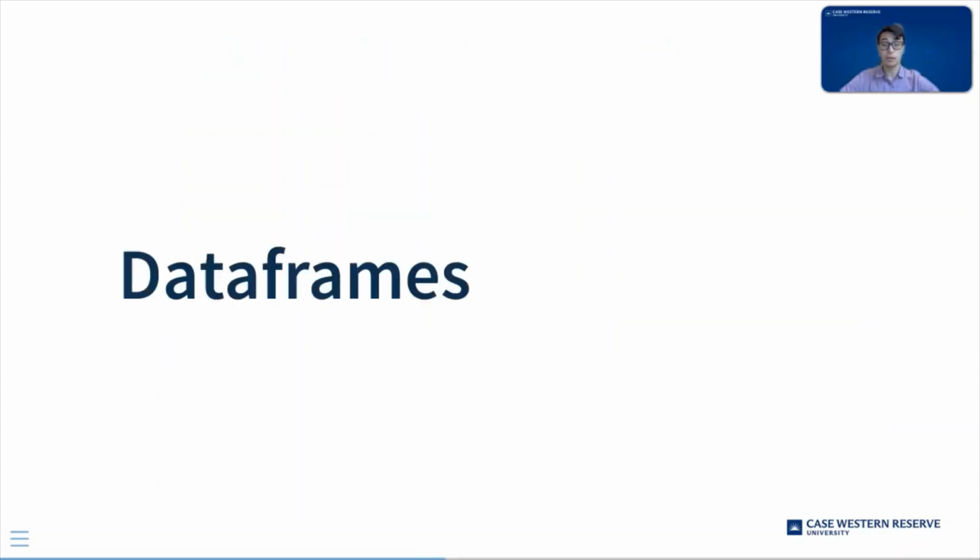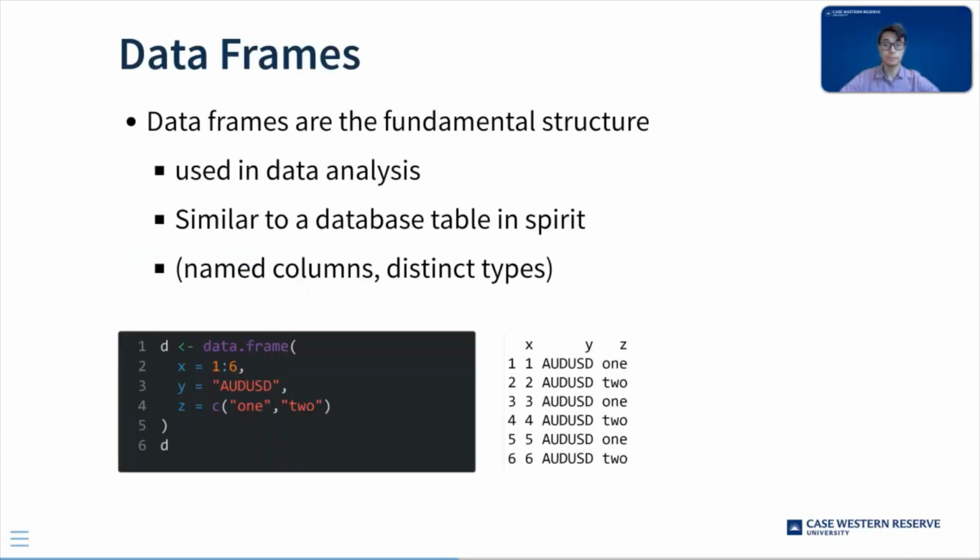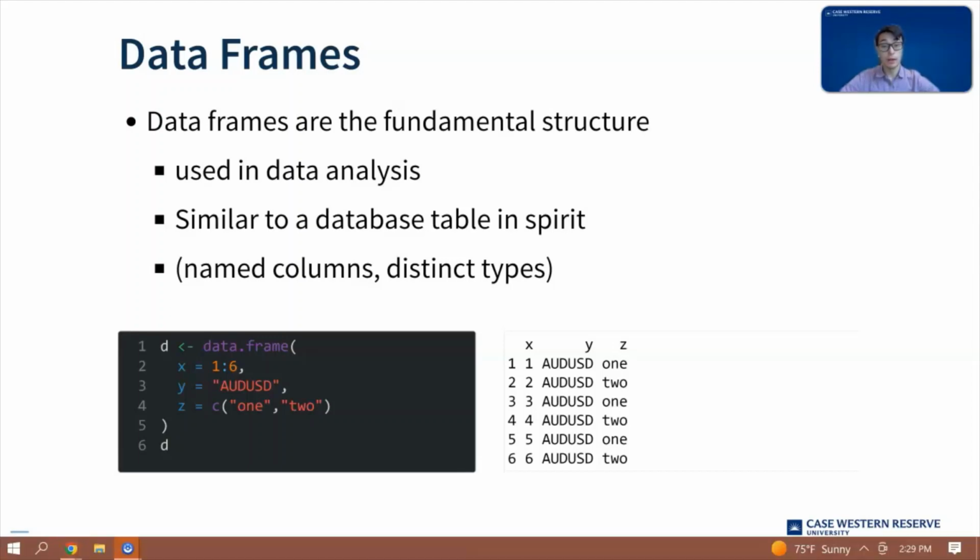Another important part of R and working with R are called data frames. Data frames are a fundamental structure used in data analysis. It is similar to a database table in spirit. It has distinct named columns and distinct types. In the example below, we have made a simple data frame containing both numerics, character strings, and more character strings.